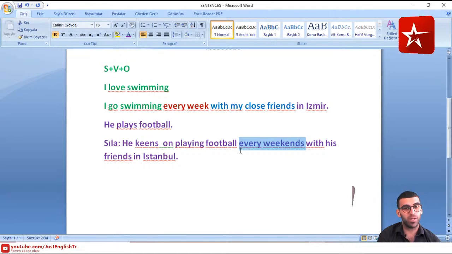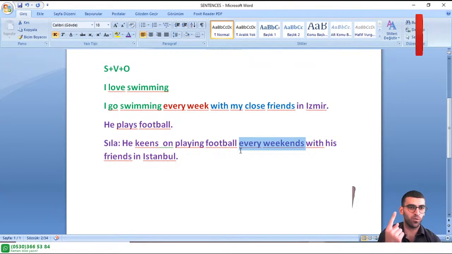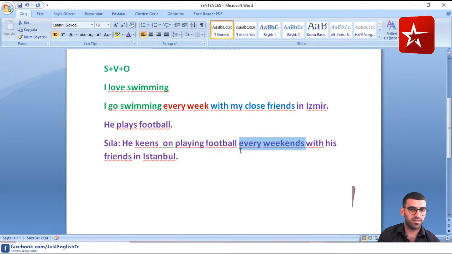He keeps on playing football every weekend. And we can ask, who does he play with? We can say, oh, he plays football with his friends. And again, we ask, where does he play football? We could say, oh, he plays football in Istanbul. Instead of telling three different sentences, we can use just one and detailed. One sentence and detailed sentences.